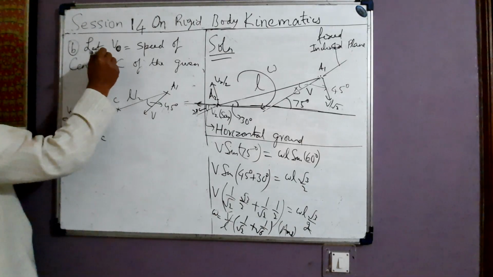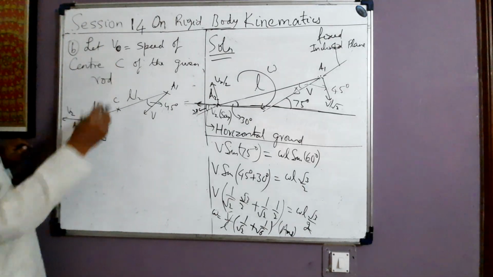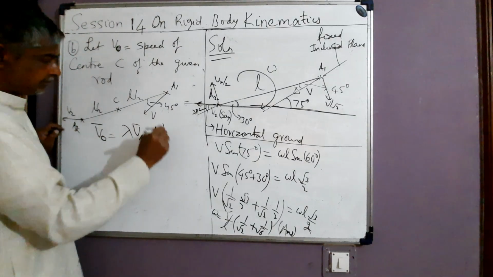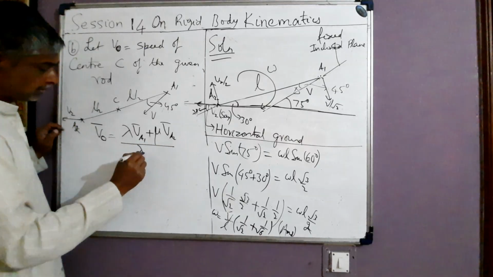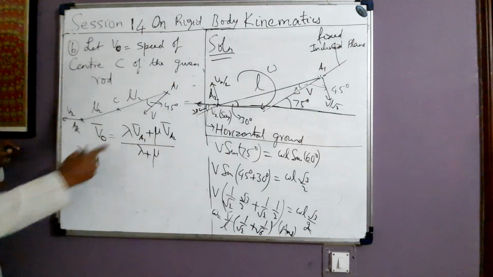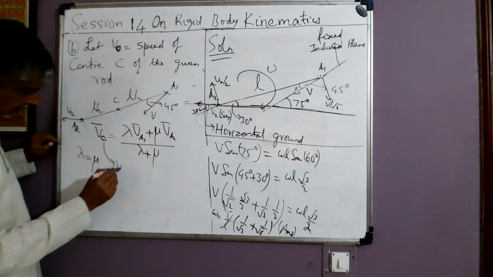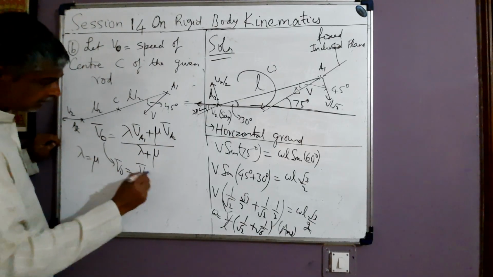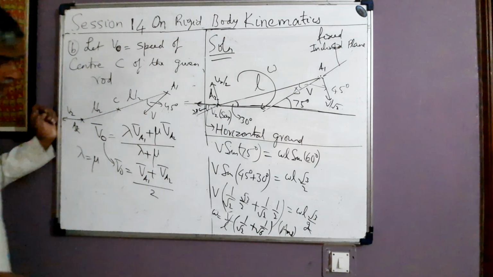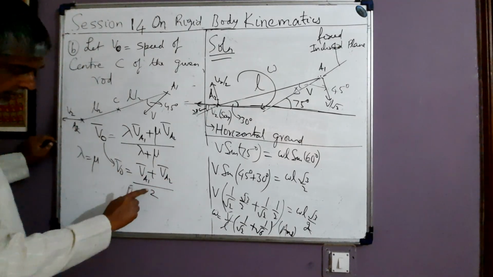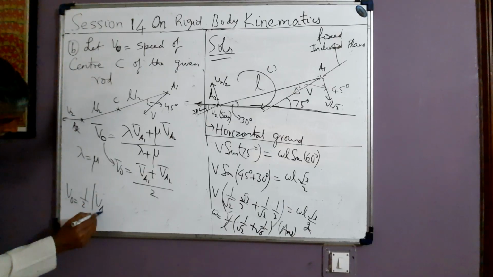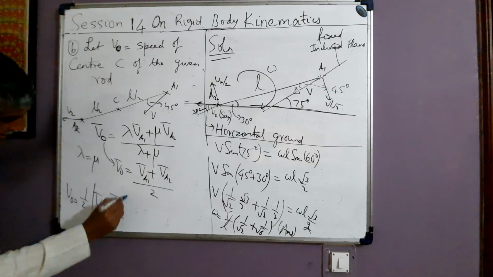Fine. So see, velocity of C, just V0 here, is equal to lambda times VA1 plus mu times VA2 by lambda plus mu. But since C is the midpoint, lambda and mu are equal. So lambda and mu cancel out, becomes 2. So V0 becomes VA1 plus VA2 by 2. Now V0 is the vector sum of these two divided by 2. So magnitude of V0 is found by parallelogram law. Magnitude of VA1 plus VA2.